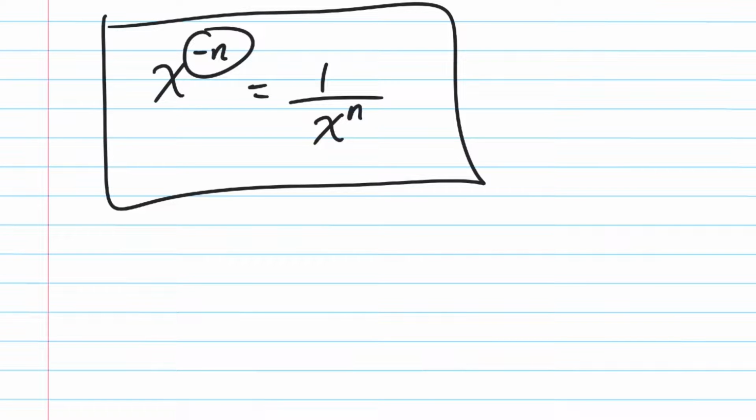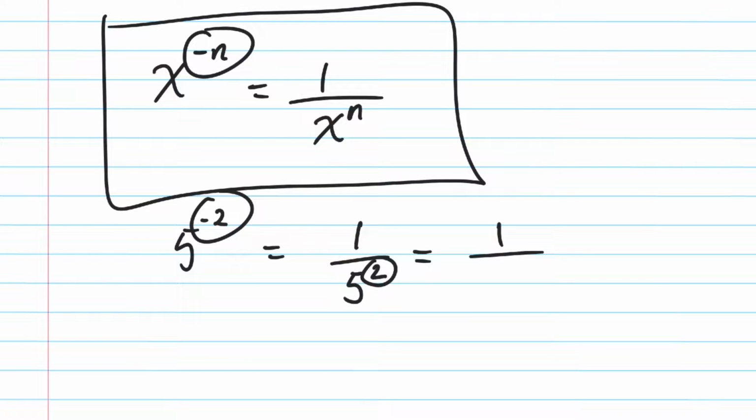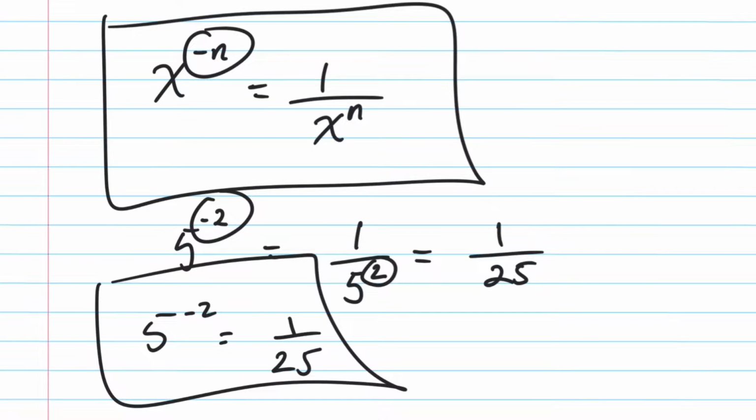For instance, let's say that you have 5 to the negative 2. This is going to be equal to 1 over 5 to the second power. We changed the negative 2 and we kept it positive. And if we solve the denominator, 5 to the second power is 25. So 5 to the negative 2 is the same as having 1 over 25. Simple.